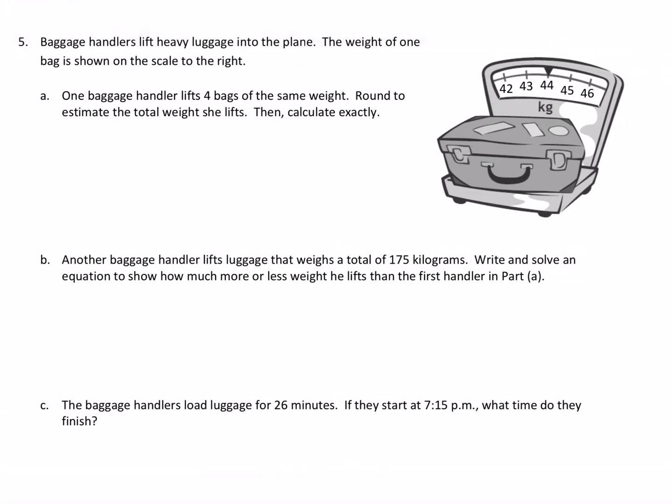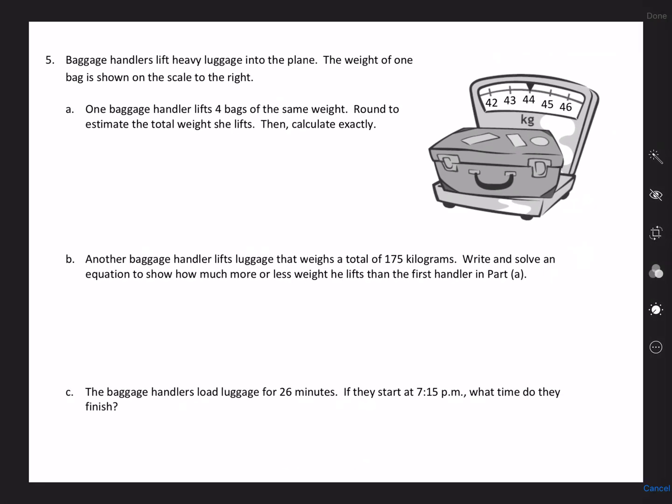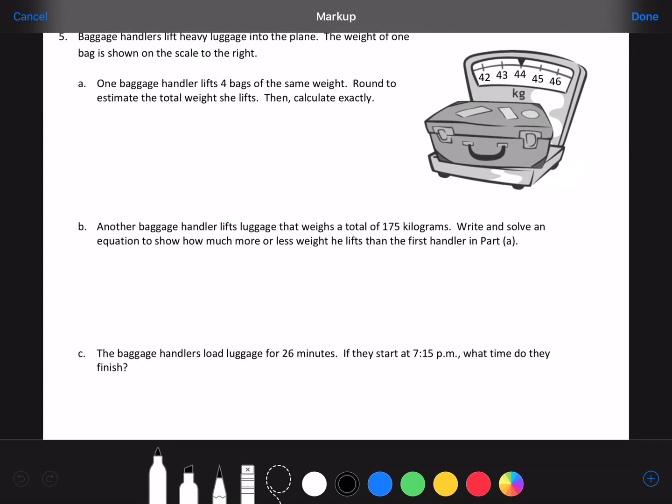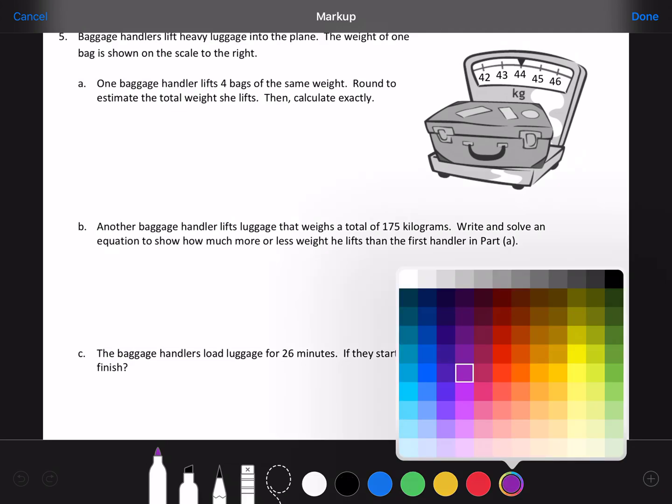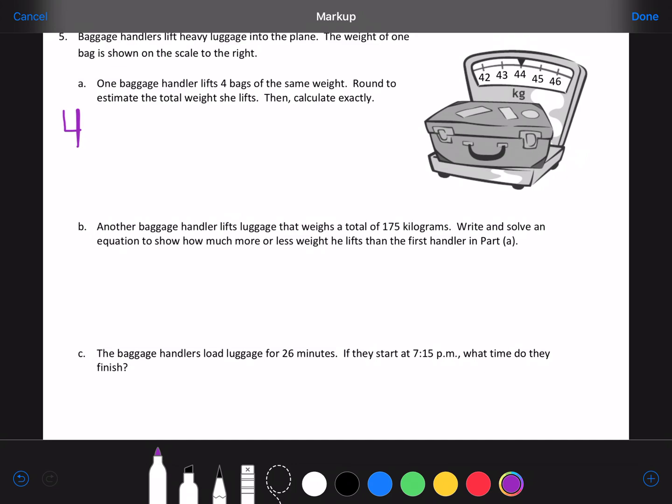Number 5 says, baggage handlers lift heavy luggage into the plane. The weight of one bag is shown on the scale to the right. One baggage handler lifts 4 bags of the same weight. Round to estimate the total weight she lifts. Then calculate accurately or exactly. Nice. So when we look at that little scale, the arrow is pointing to the 44. So that tells us that we have 44 kilograms.